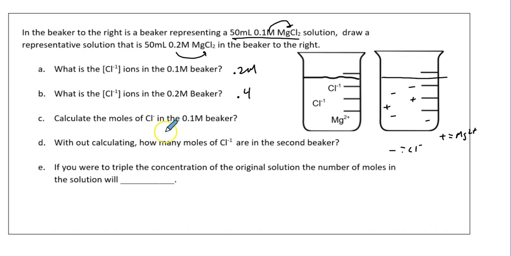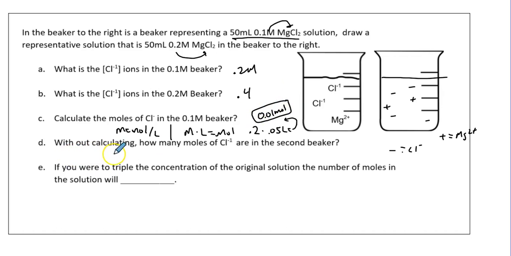Calculate the moles of the chloride in the 0.1 beaker. Molarity equals moles per liter. Rearrange: molarity times liters equals moles. Molarity is 0.2 times the volume of 0.05 liters. 0.2 times 0.05 equals 0.01 moles.